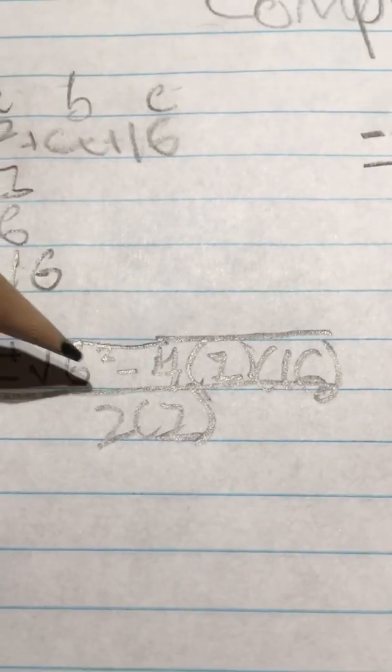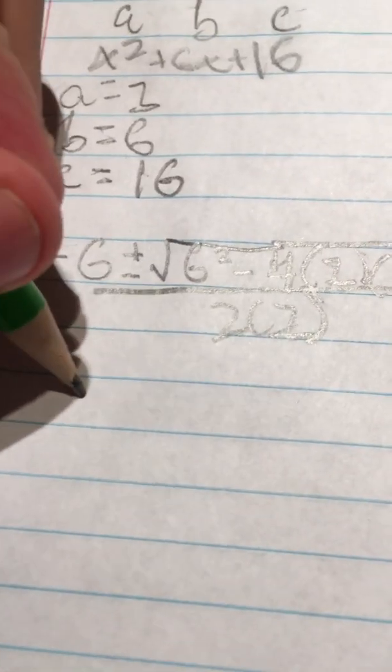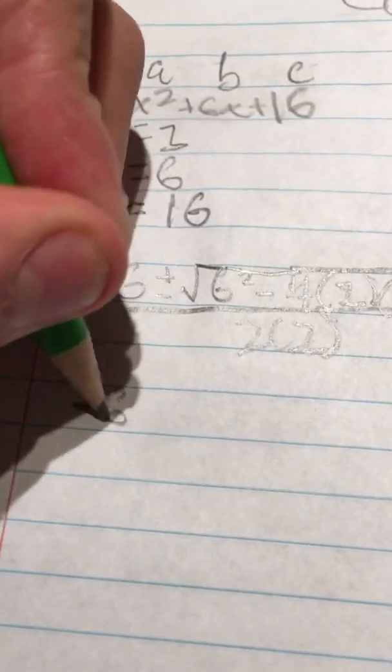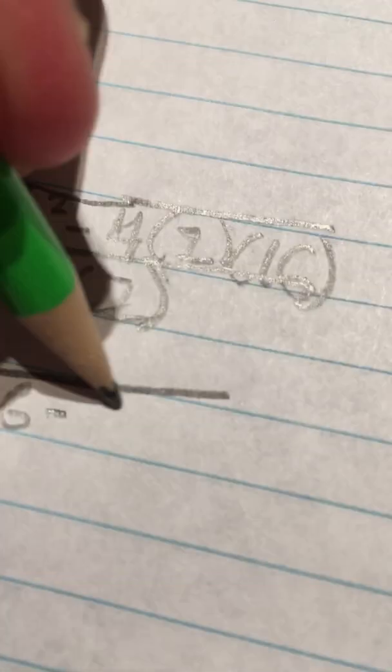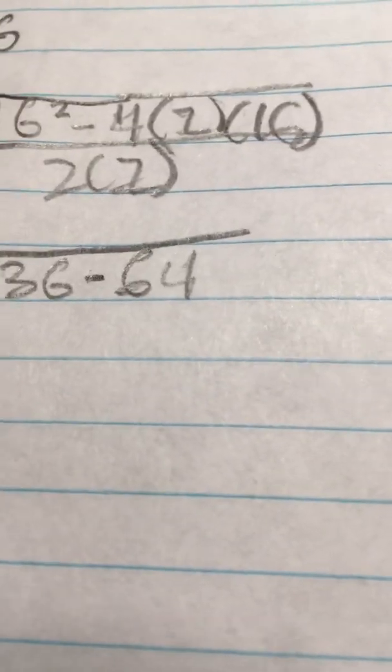Now we're just going to factor this. So it'll be negative 6 plus or minus the square root of 36. So we know 16 times 1 will give us 16, times negative 4 will give us negative 64. And 36 minus 64 will give us negative 28, all over 2.